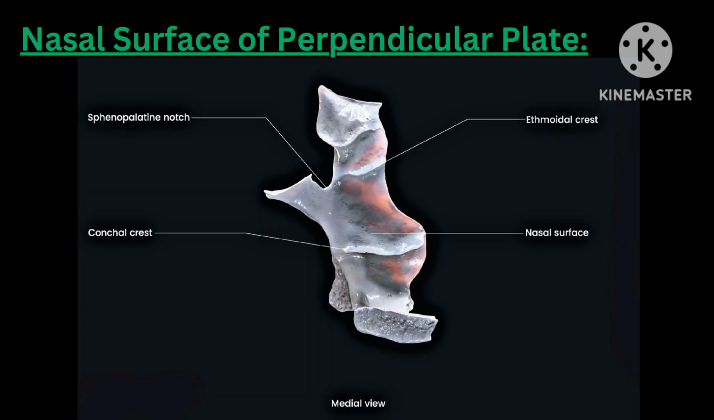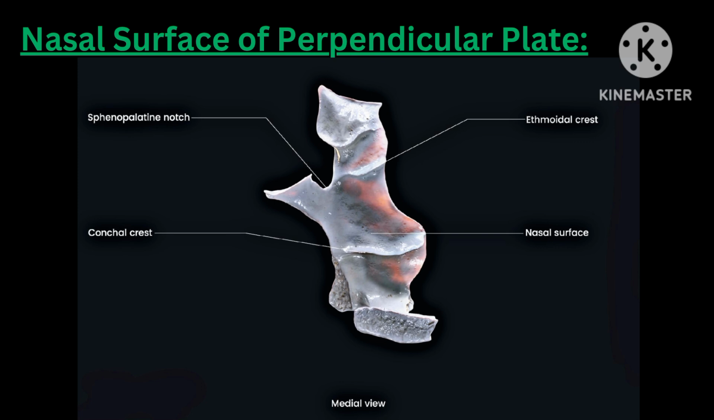The nasal surface of the perpendicular plate forms the supero-posterior part of the nasal septum. Superiorly, it articulates with the cribriform plate of the ethmoid bone. The sphenopalatine notch is a deep notch located on the perpendicular plate of the palatine bone, between its orbital and sphenoidal processes. At the point where the palatine bone articulates with the body of the sphenoid bone, the notch converts into the sphenopalatine foramen, which connects the nasal cavity with the pterygopalatine fossa.